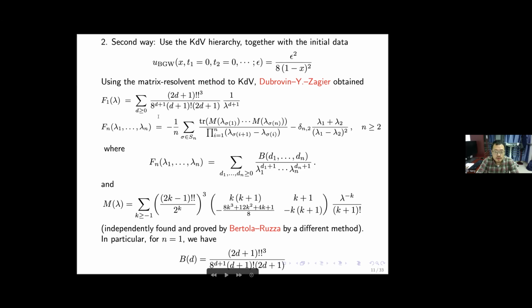In particular, for the one-point number we have, here B_D1 to Dn are some renormalized BGW numbers obtained by multiplying by some double factorials. From this, for example, the one-point normalized BGW numbers are given by this formula.